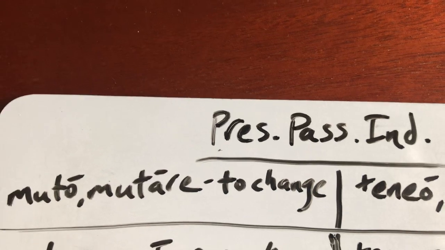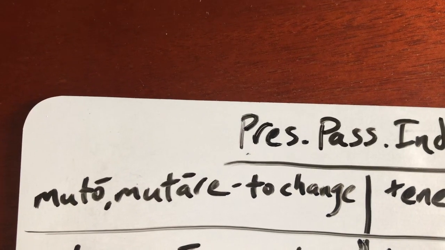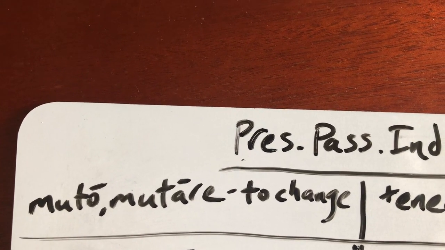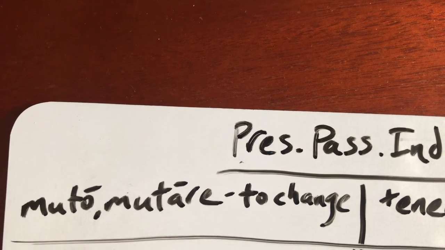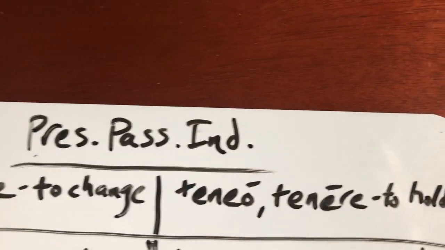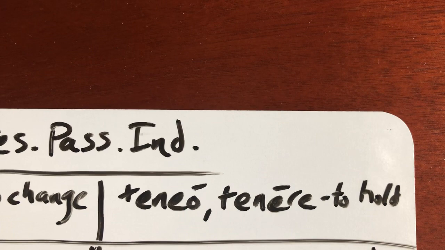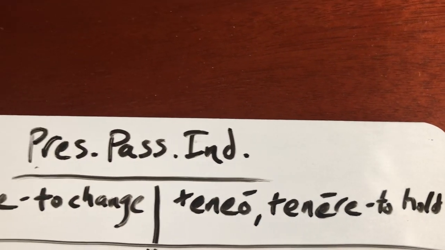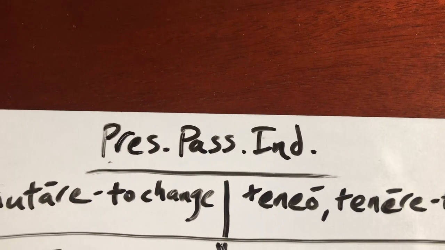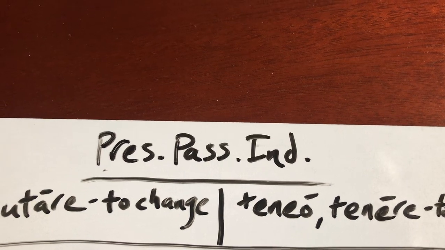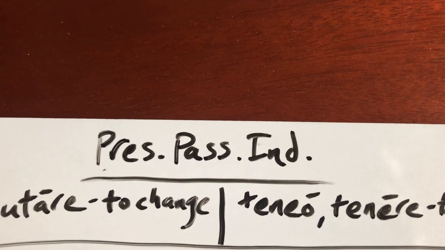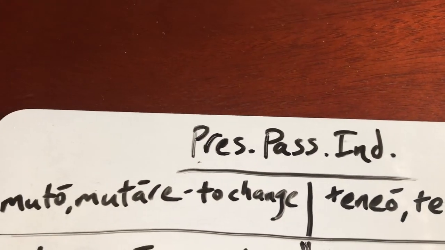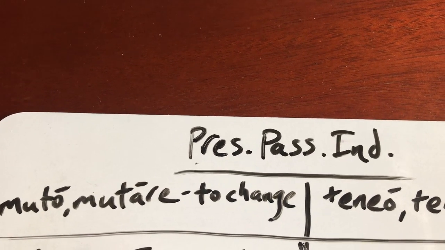But what I'd like you to do today for bell work is take this verb muto, mutare, and this verb teneo, tenere, and conjugate them both and translate them in the present passive indicative. All right, so go ahead and pause the video and conjugate these two verbs.